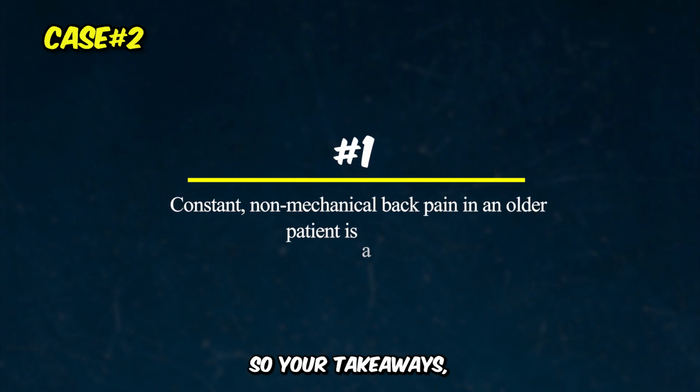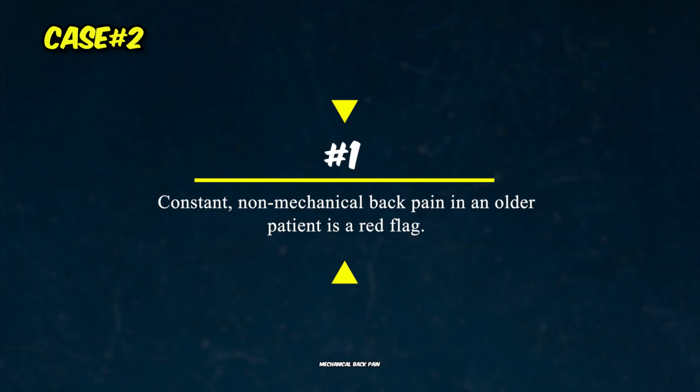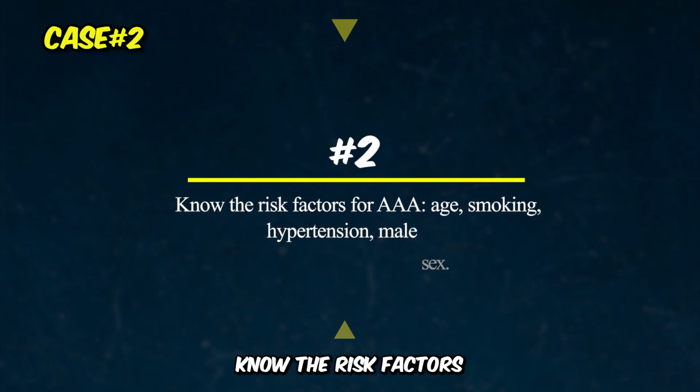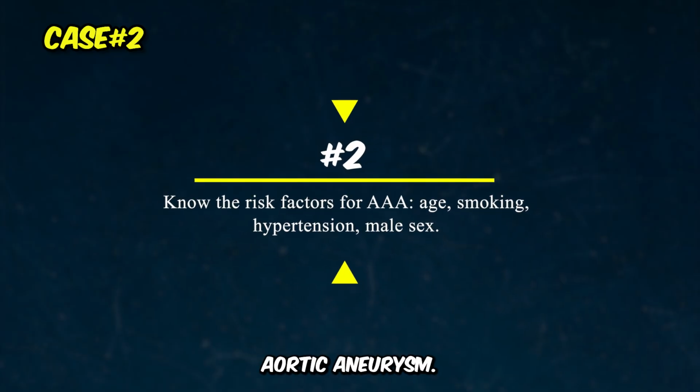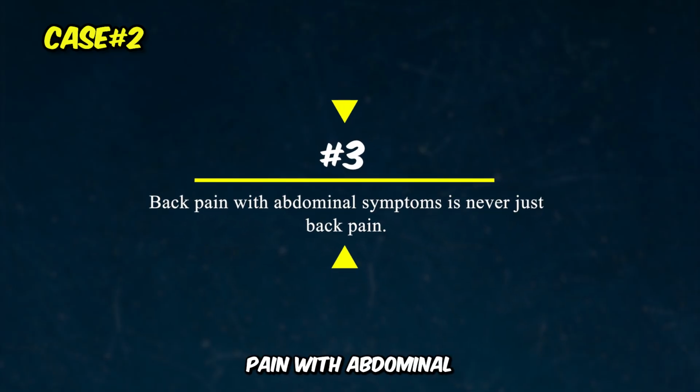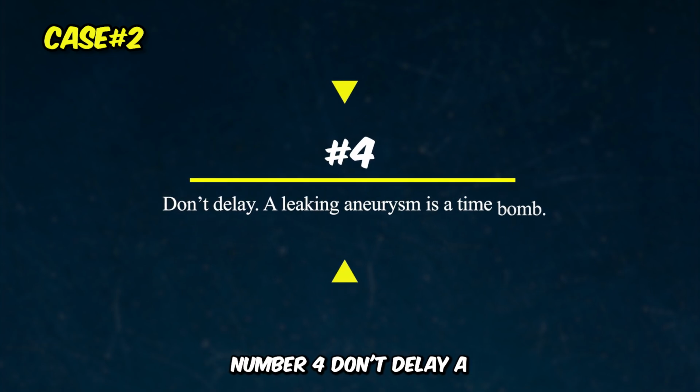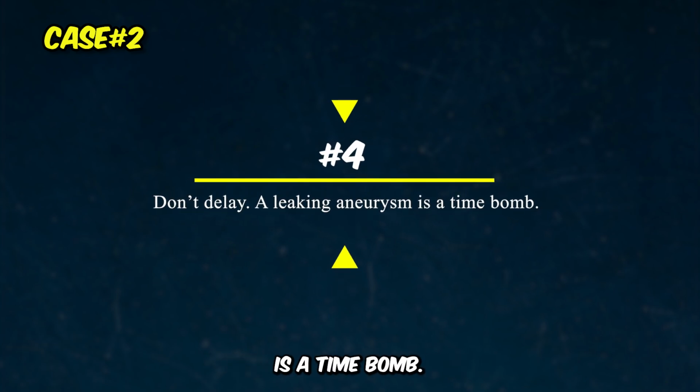So, your takeaways: number 1, constant, non-mechanical back pain, especially in an older patient, is a red flag. Number 2, know the risk factors for abdominal aortic aneurysm: age, smoking, hypertension, male. Number 3, back pain with abdominal symptoms is never just back pain. Number 4, don't delay. A leaking aneurysm is a time bomb.